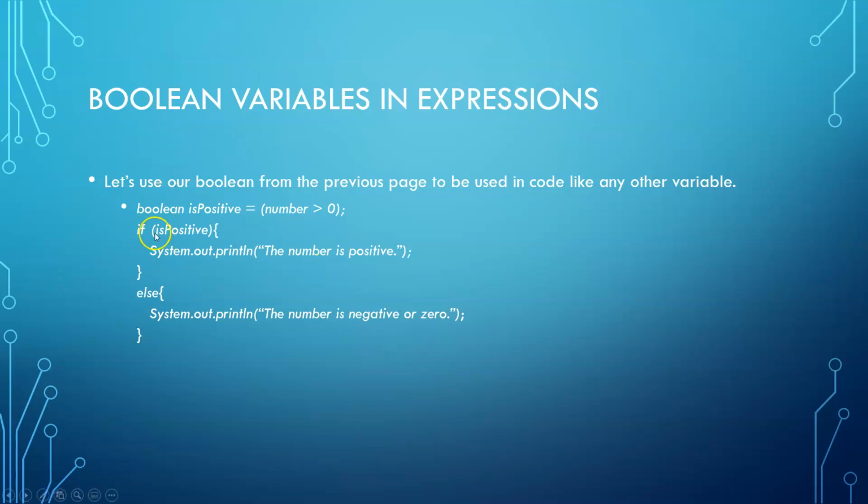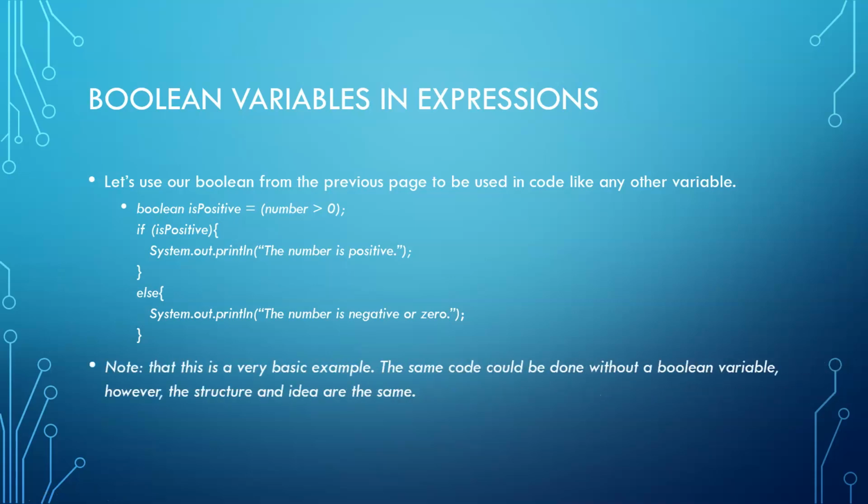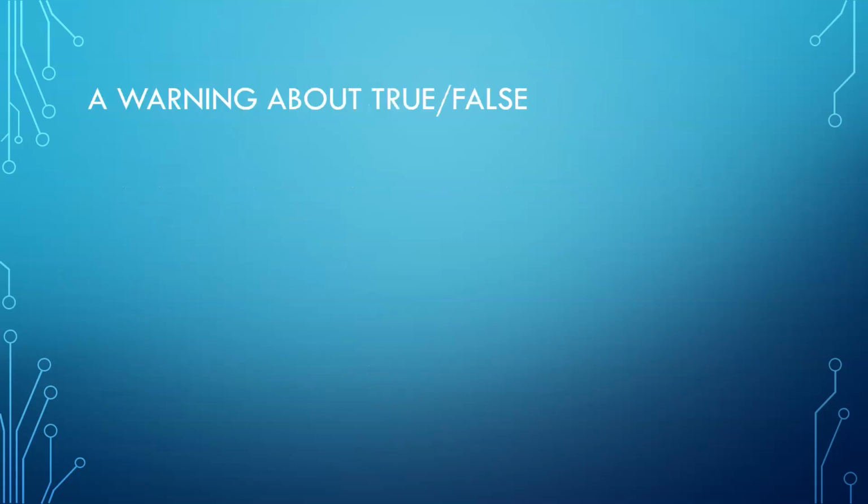Now, of course, you can still code this in here, number is greater than 0. But this is just a quick and easy example of showing you how you can use a Boolean within the code here. This is, again, a very basic example. All right, as I mentioned, it could be done without a Boolean, but the structure and the idea that we're trying to convey here are very much the same.